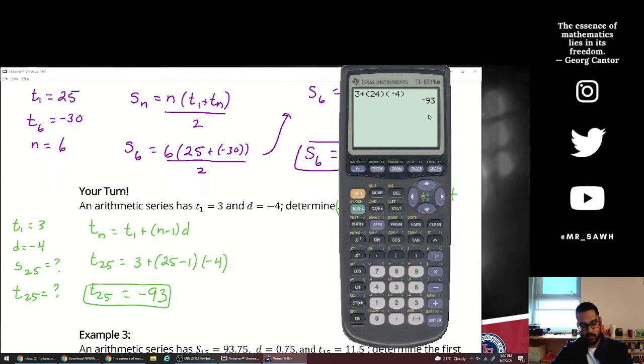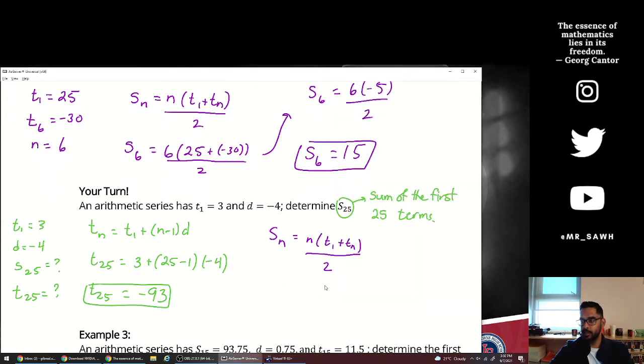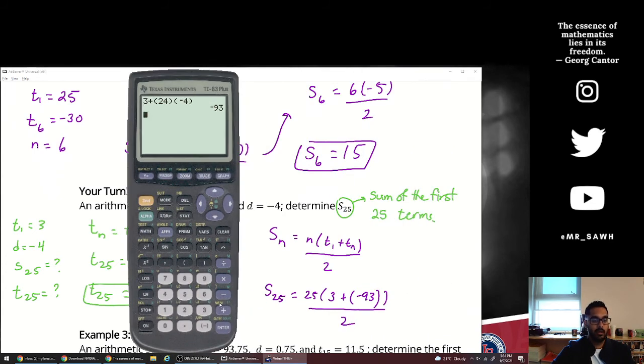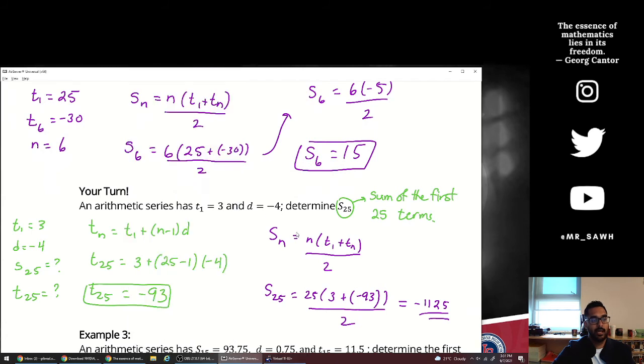Now that I know the 25th term, I can use my series formula, so I can find the sum of the first 25. Actually, let's write the generic one. The sum of the first n terms is equal to n times (T1 plus Tn) over 2. So there's our formula. Let's plug in what we know. I'm looking for the sum of the first 25. So that's equal to n is 25, times T1 which is 3, plus Tn, so plus our 25th term in this case, which we just calculated as negative 93, divided by 2. So 3 plus negative 93 should be negative 90. We'll multiply it by 25, then divide it by 2. So if we take the first 25 terms and add them up, we will get negative 1,125. There is the sum of the first 25 terms of this series.